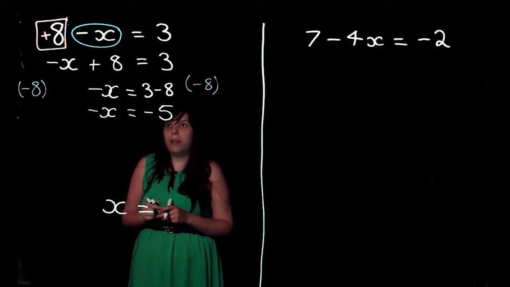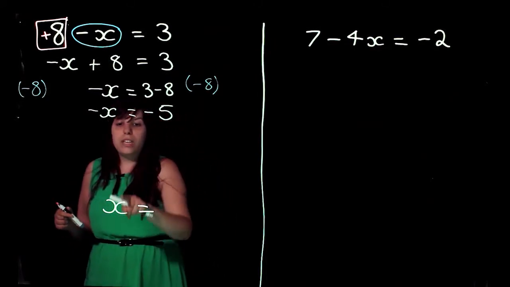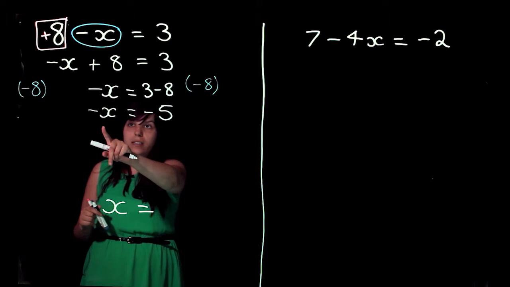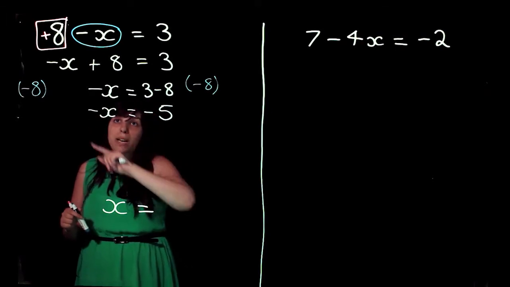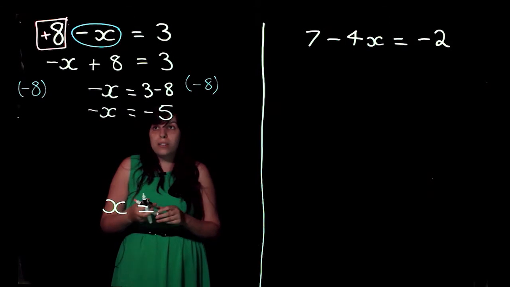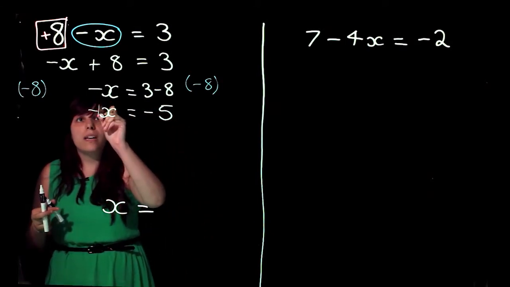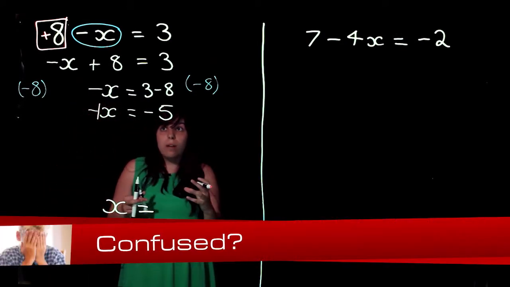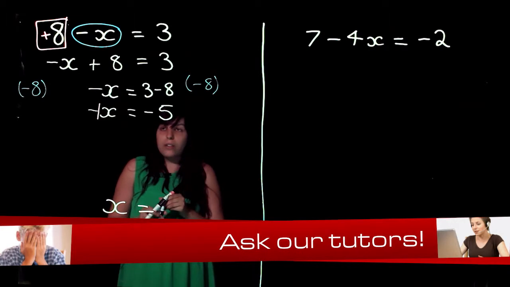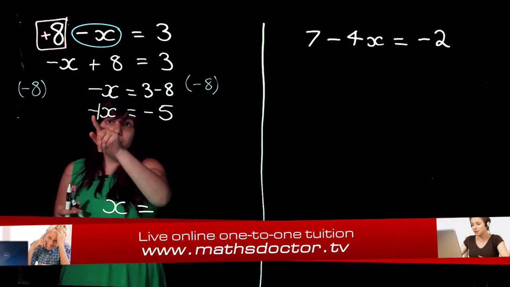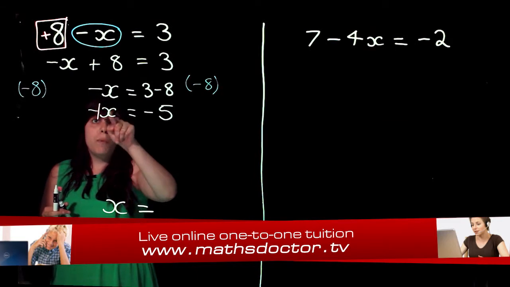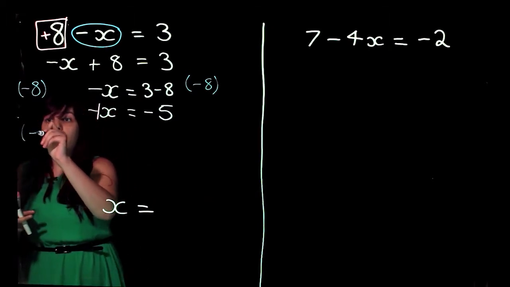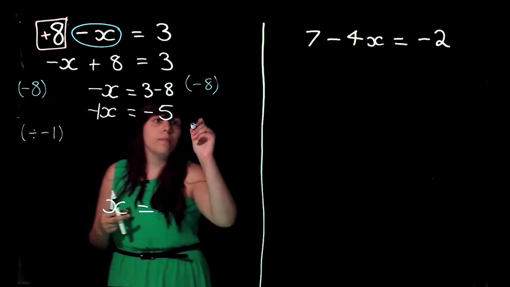Okay, so far I'm happy. But now I want to get x on its own. At the moment, I don't have x on its own. I have minus x. Now, minus x actually means minus 1 times x. So if we imagine an imaginary 1 in there, minus 1 times x equals minus 5. So to get rid of that minus sign that I don't like, I'm going to get rid of my whole minus 1. So I'm multiplying by minus 1, so I'm going to divide by minus 1 because that's the inverse.